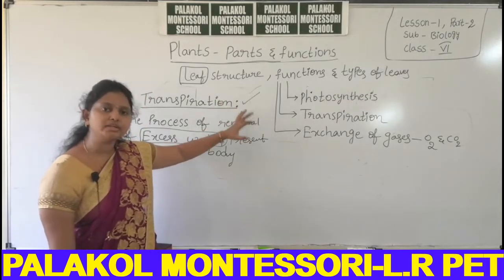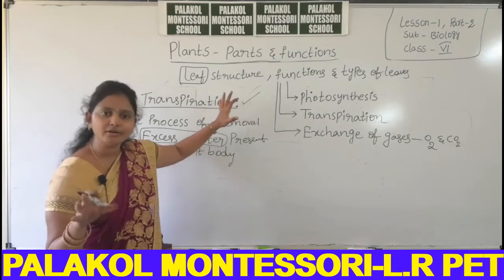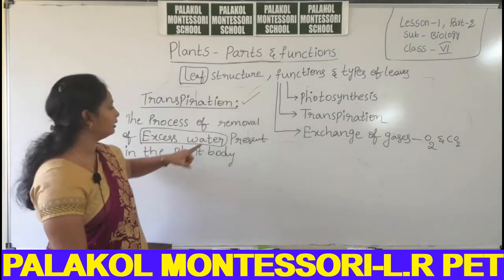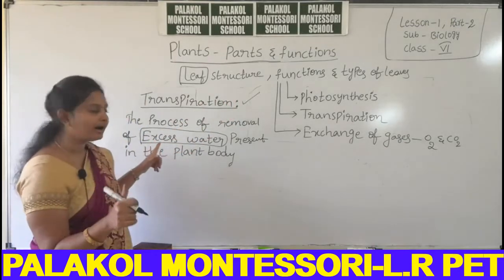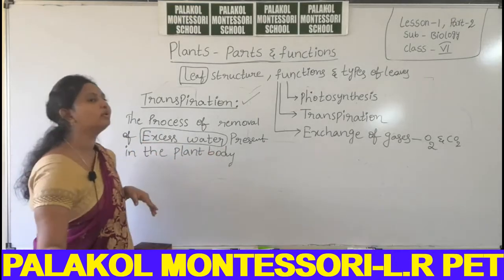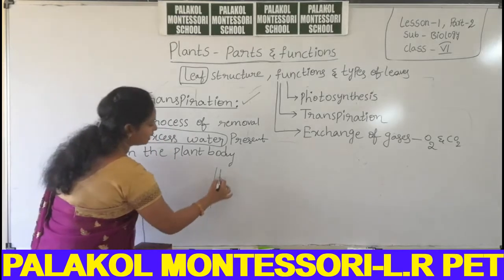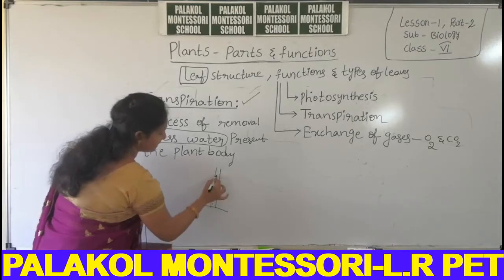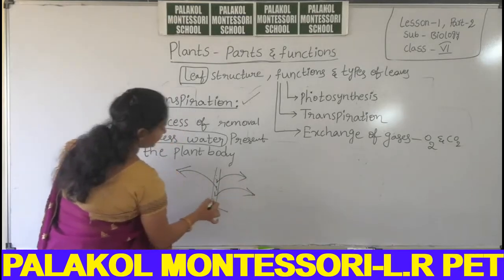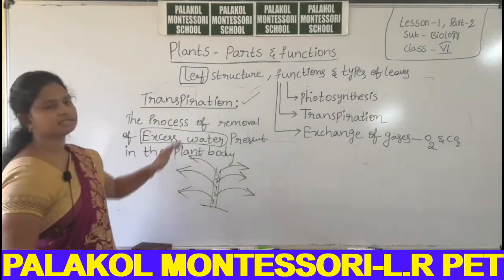Plants do transpiration on their own. There are no external factors involved here. Plants do transpiration by themselves, for what? To remove the excess water present in the plant body to the outside. This process is called transpiration.